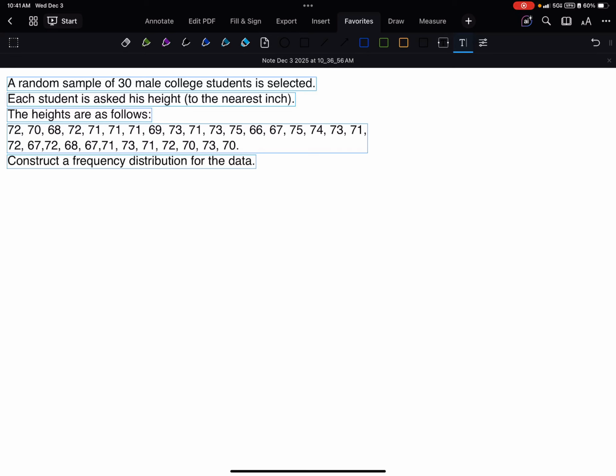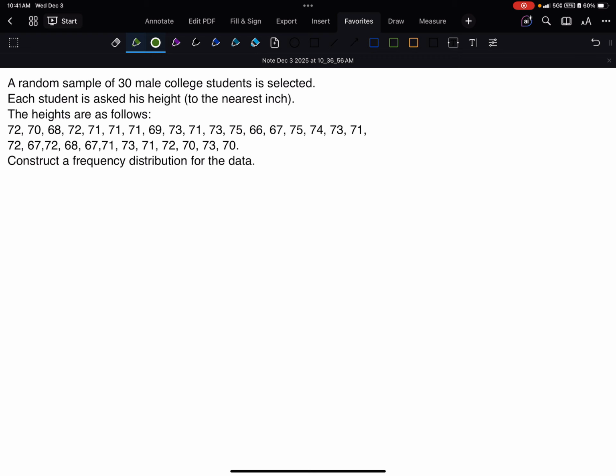All right, in this problem, we've been asked to create a frequency distribution of this random sampling of a population of heights of male college students. And this is in inches. And so we've been given a bunch of data values. We're trying to create a frequency distribution for that data. And so what I want to do is I just want to create my table. I have my value, so I'll call it my X value, and then I'll have my frequency.